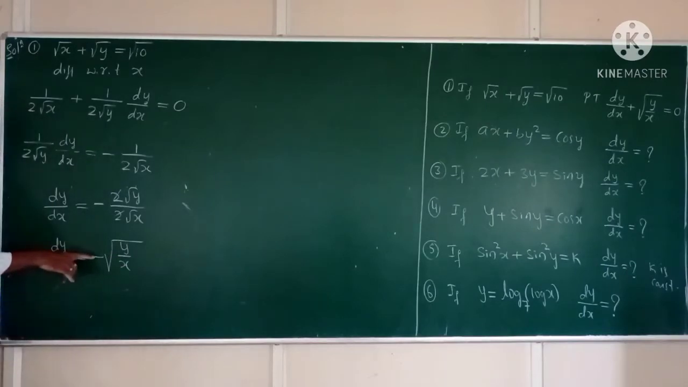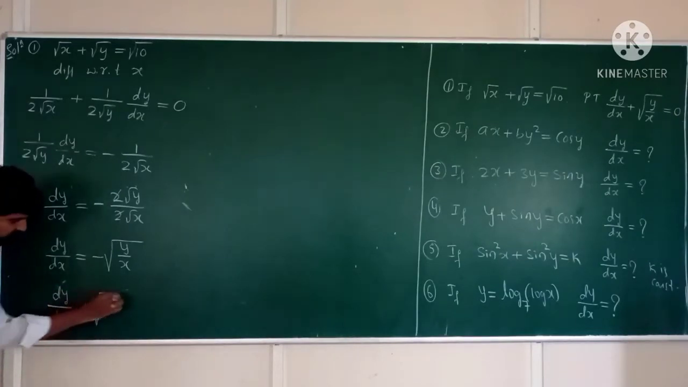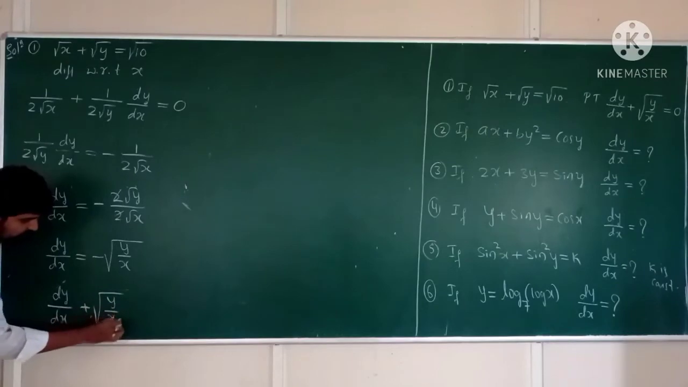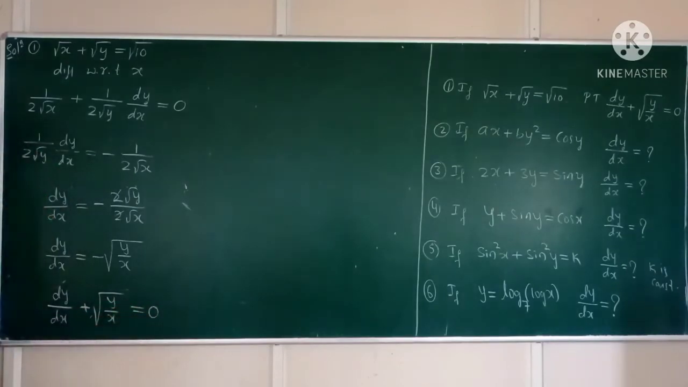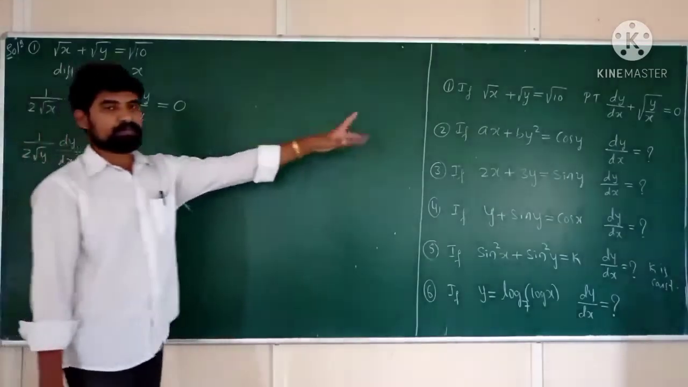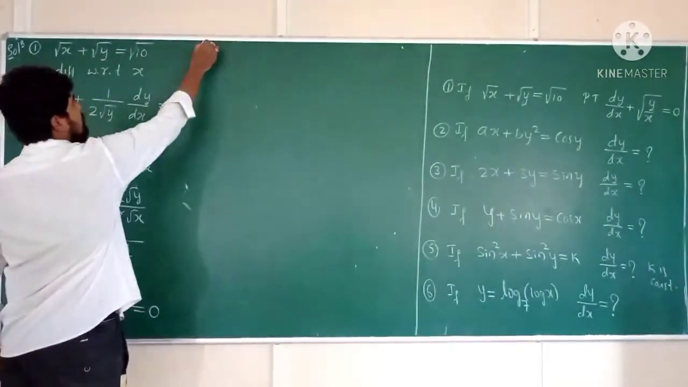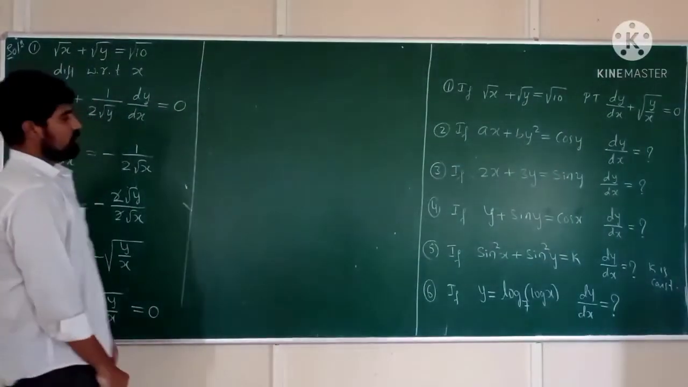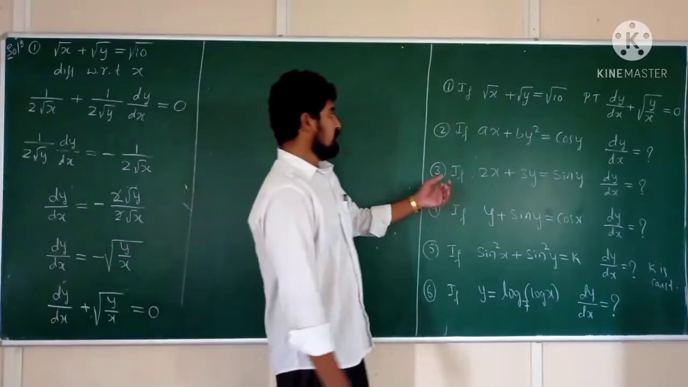Now shift this minus square root of y by x towards the left hand side. It becomes dy by dx plus square root of y by x is equal to 0, and this is our required proof. I hope all of you understood. Now let's start the second question.